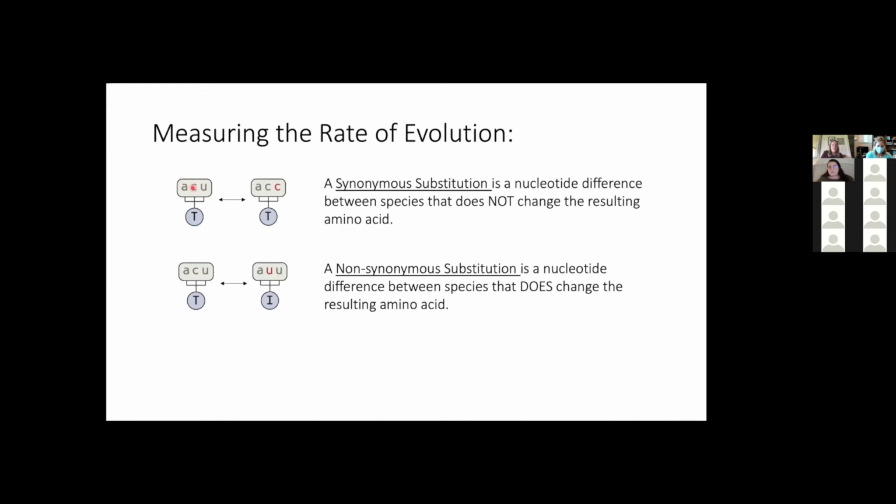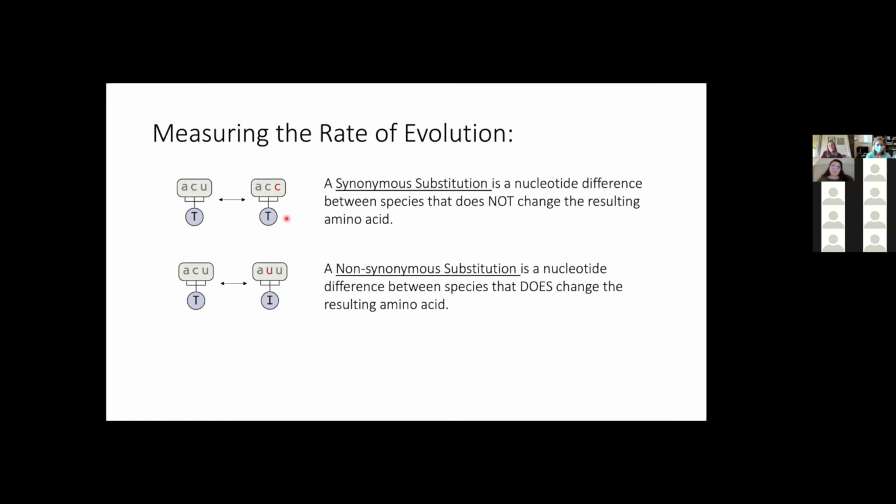So here we have a codon that codes for threonine, a specific amino acid. Say this was in humans, and we looked at the homologous codon in macaques, we might find a nucleotide difference. In macaques, you might see an ACC instead of an ACU. But because our genetic code is redundant, this also codes for a threonine, the same amino acid. And so we would call this a synonymous substitution.